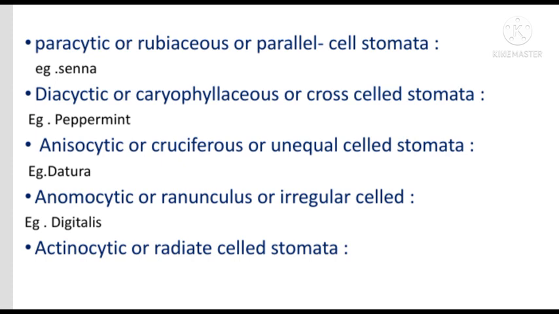Example is Datura. Anomocytic or ranunculaceous or irregular cell stomata. In this stomata, the guard cells are surrounded by a varying number of subsidiary cells. Example is Digitalis. Actinocytic or radial cell stomata. In this stomata, 2 guard cells are surrounded by radiating subsidiary cells.